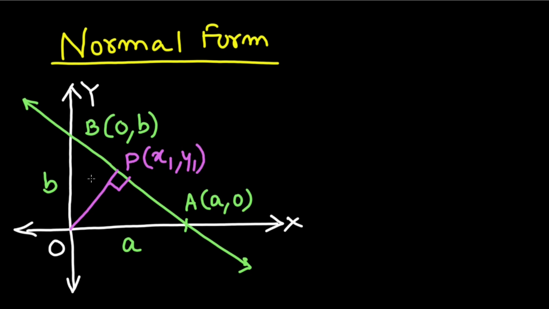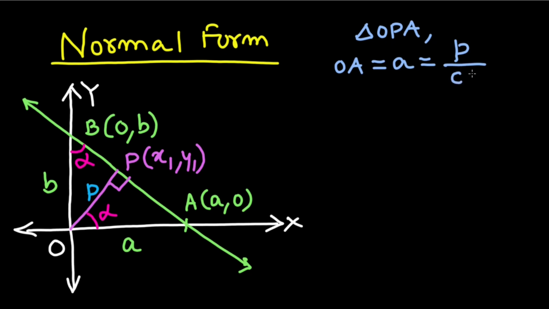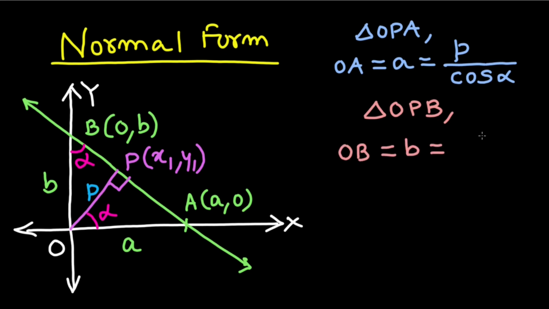Let the length OP be p. Also, let angle POA be alpha. Therefore, angle PBO will also be alpha. In right triangle OPA, the hypotenuse OA, which is a, will be the adjacent side p by cos alpha. Similarly, in right triangle OPB, the hypotenuse OB will be equal to b, which will be the opposite side p upon sin alpha.